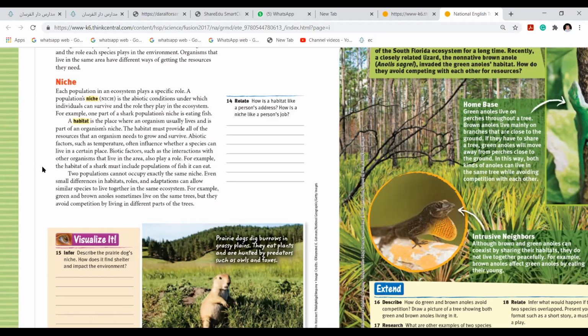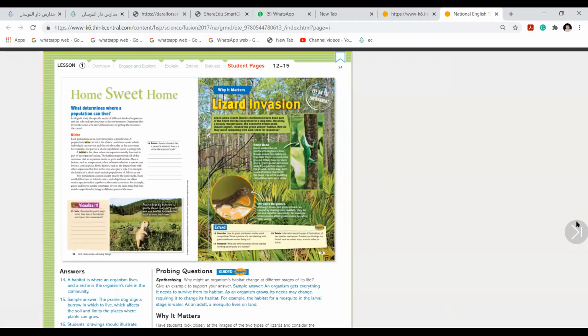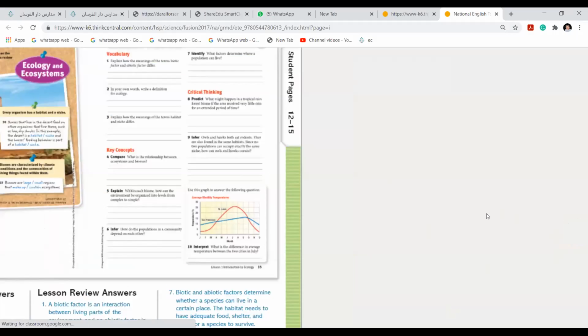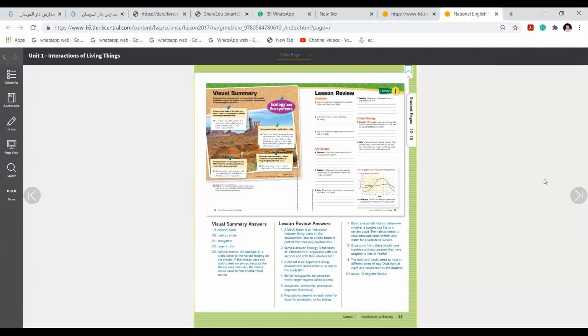What is a habitat? When you remember H, habitat, that means the place to live, their home. Their home is the habitat. The last one we have already discussed.